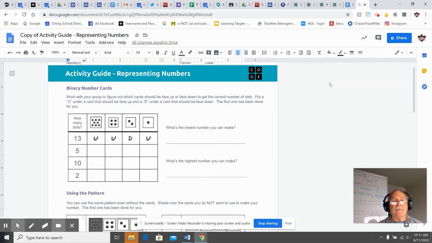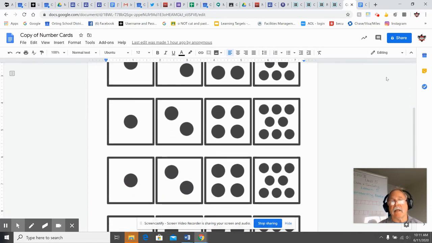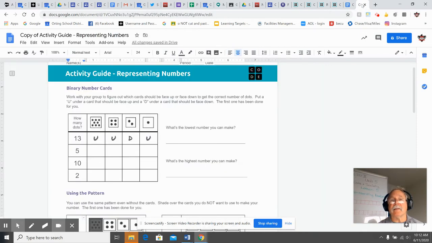So go ahead and pull up your activity guide, and it should look like this. Okay, so the first part of your activity guide is binary number cards. You can see the number cards, they're the dice, and I'll give you a quick look at it right here. This is what I sent you. These are the cards themselves. What I do in class is we cut all of these out. Each person, or each group, would get a set of 4 numbers, and those are the dice numbers. You can go ahead and cut them out and use them if you choose, but I think you can do it just by looking at them.